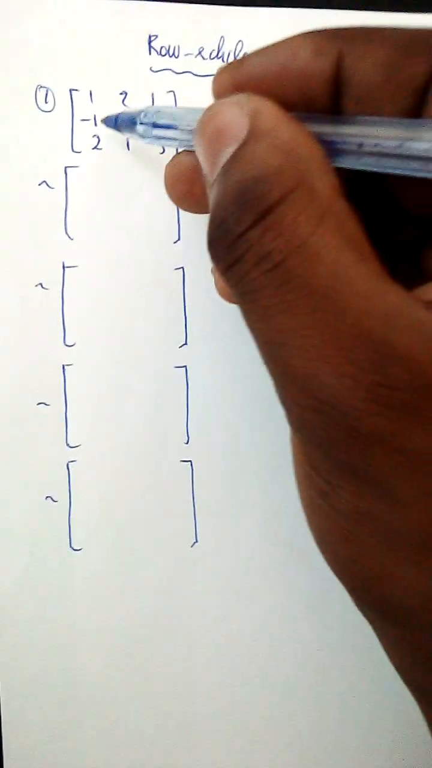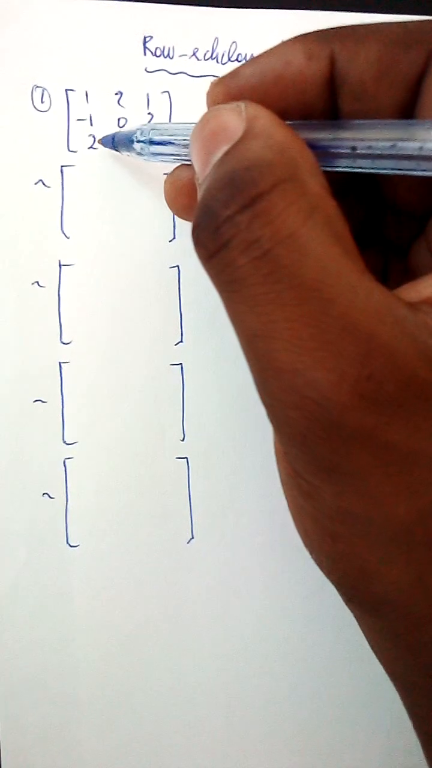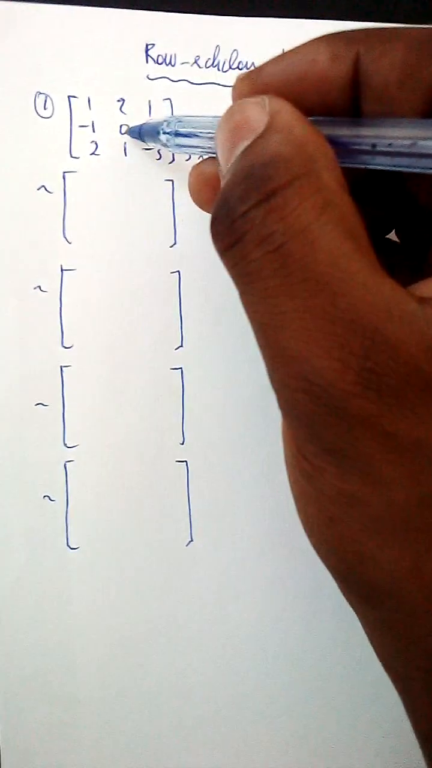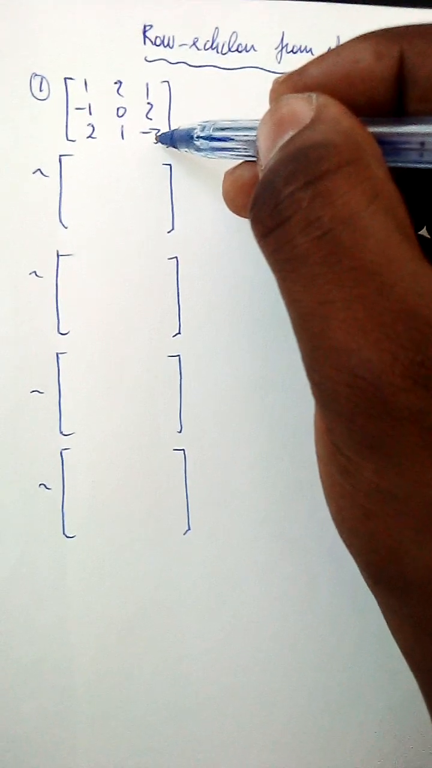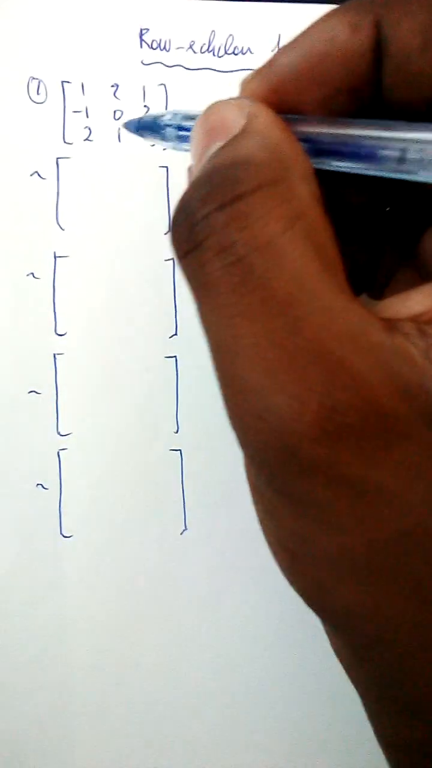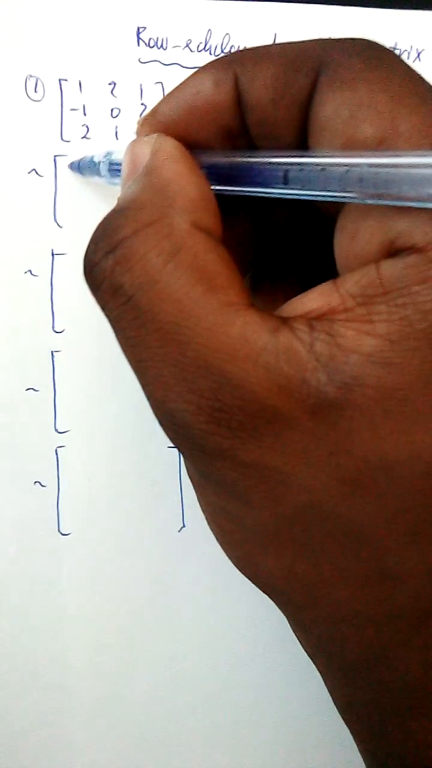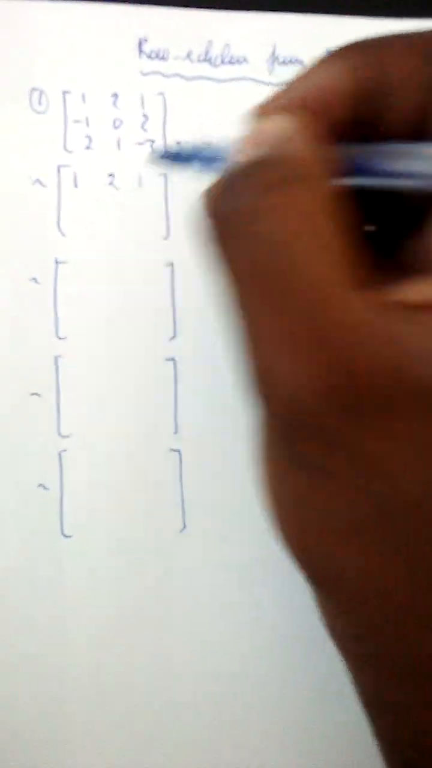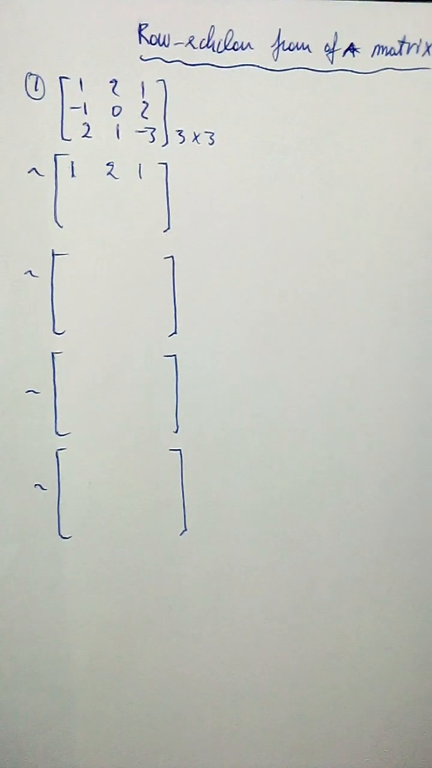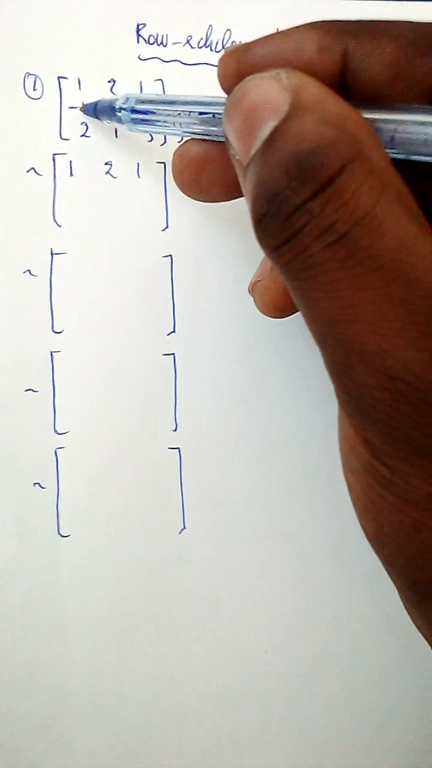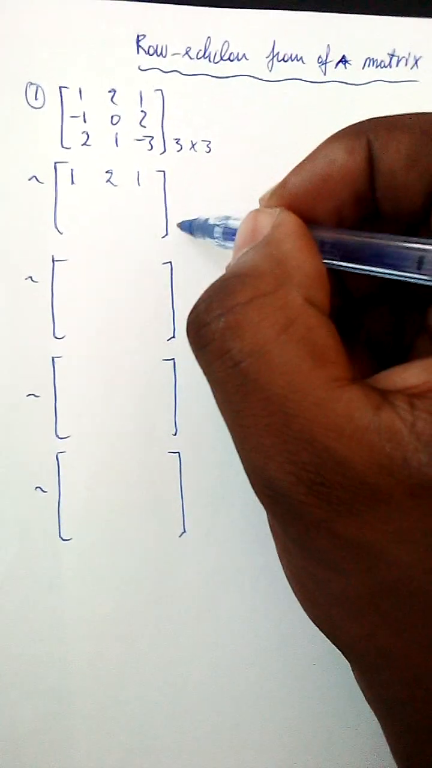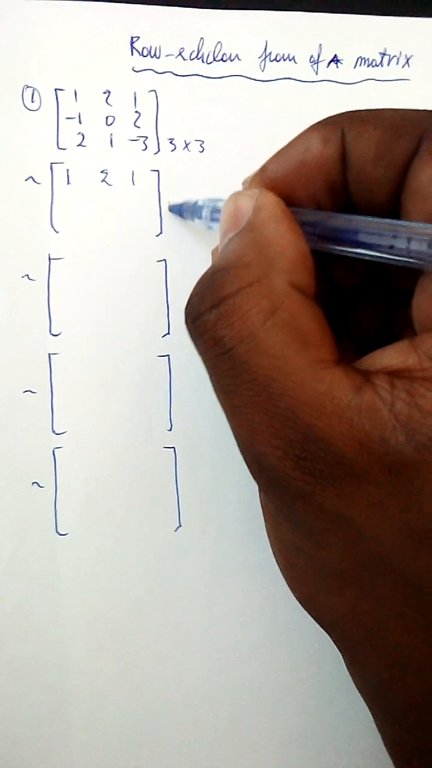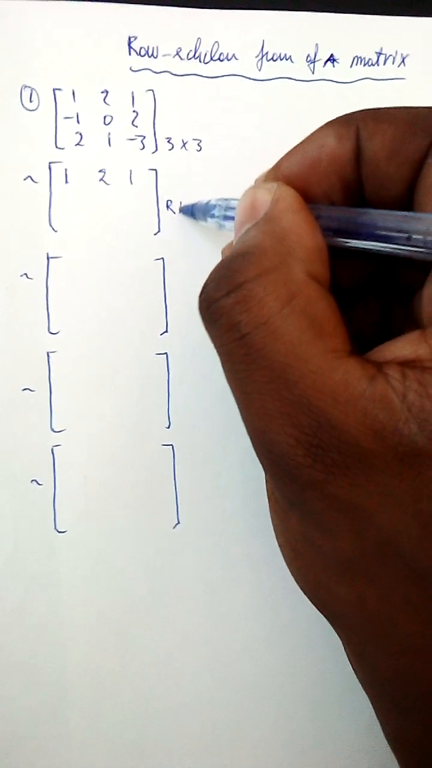So we need to make those two numbers 0, and after that we are going to look for a leading one here and a leading one in the third row. So we are going to use the first row, 1, 2 and 1. In order to make 0 here, in the second row and the first column, we're going to use R1.